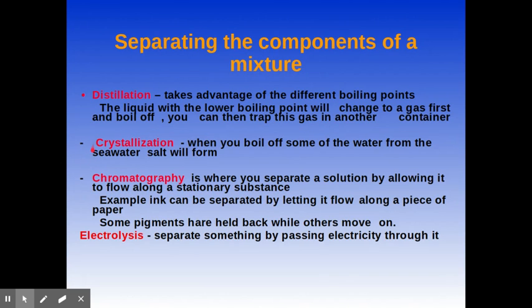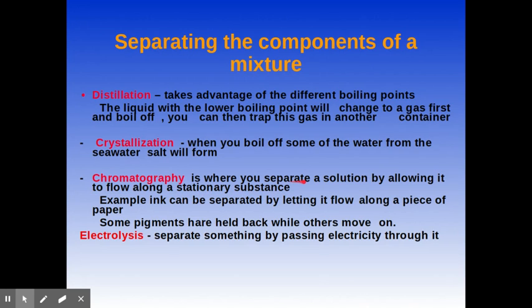Crystallization is going to be like if you dissolve salt in water, or you're out on the ocean and you have a bunch of seawater that you can't drink because it's salty. You want to try and get the water out of it, so you could boil off some of that water, and the salt would be left behind. Hopefully, you would have a way to contain that gas that you're boiling off, and of course, condense it to drink it.